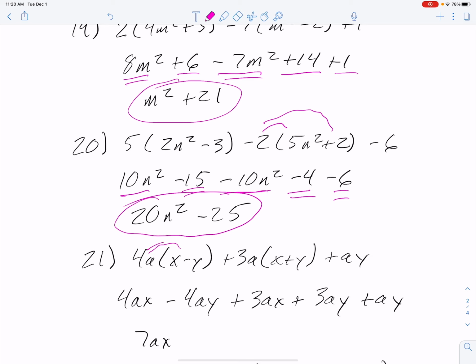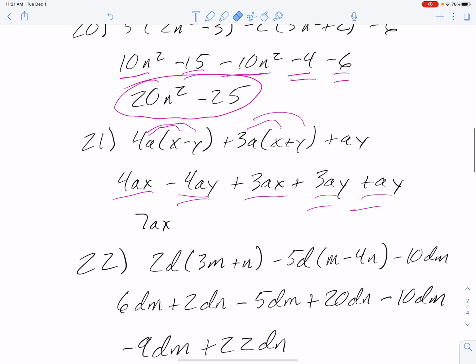21, I distribute my 4a, I distribute my 3a, and now I look for my like terms. 4ax plus 3ax gets me 7ax. Negative 4a plus 3a, pardon me, 3ay plus ay gets me 0. And so my final answer, 7ax.